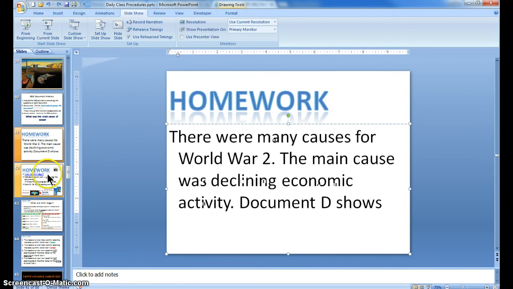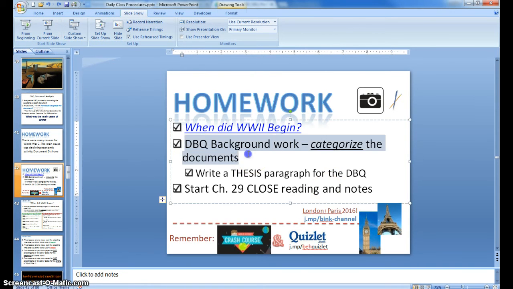I won't worry about it right now. So that's the first part, is categorize the documents and write a thesis paragraph. A paragraph generally is 5 sentences, so aim for that. Have both of these ready to go on Tuesday.